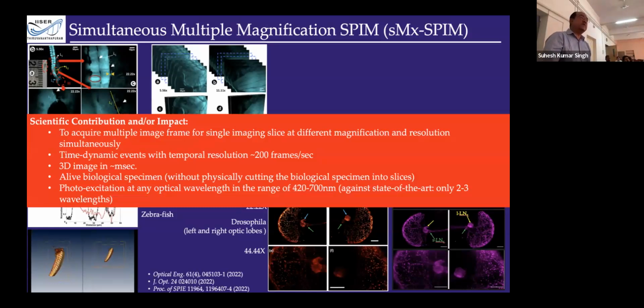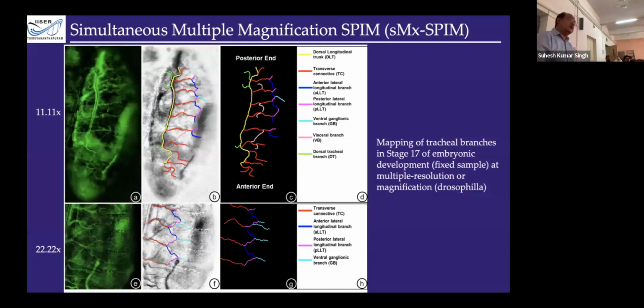With this imaging system, one other difference is that we are using a tunable pulse laser rather than CW lasers. The pulse laser we have ranges from 400 nanometers to 750 nanometers, so at any wavelength we can excite it. That is the idea. Then we do the validation study for the time dynamics of biological phenomena, the development of the tracheal systems in the Drosophila.